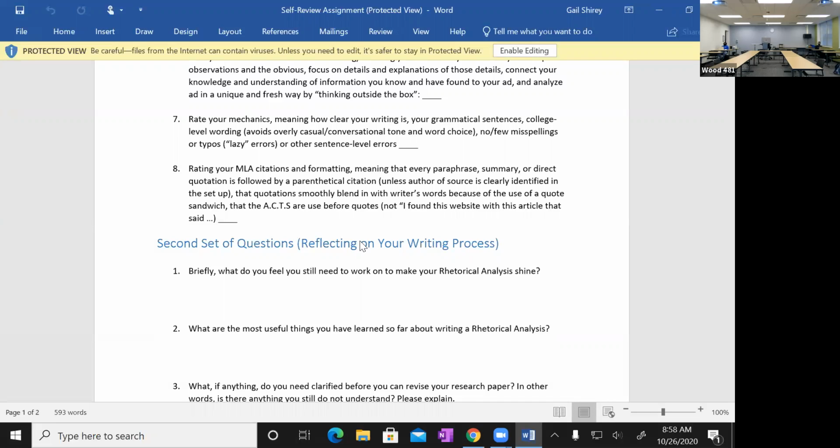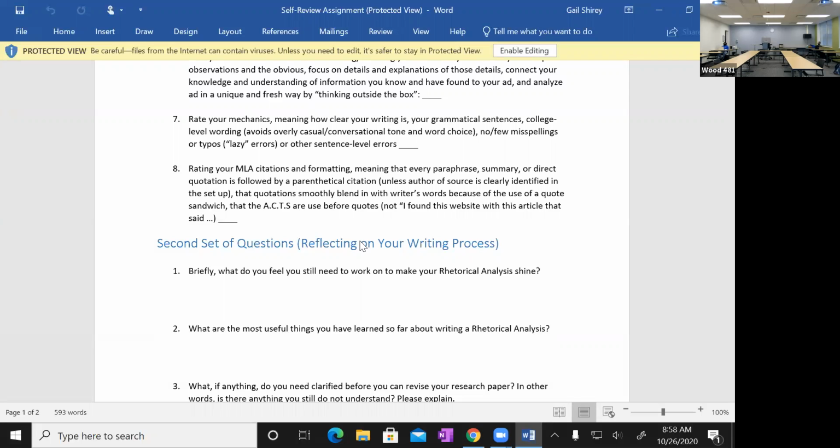So these are items I want you to rate. On questions 1 through 8, you're going to give yourself an A, B, C, D, or E, or F, right? And this is you rating yourself within your final draft, okay? So you don't want to rate yourself until you're ready to submit the draft.